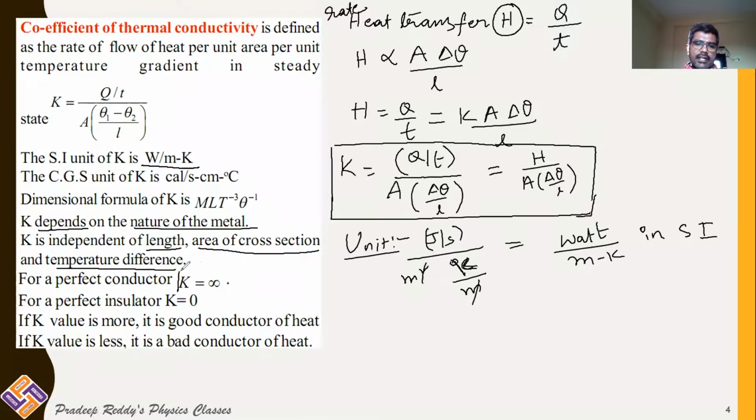And for perfect conductor, K is equal to infinity, generally for metals. K is very large. And for perfect insulator, K is equal to 0, which will not transfer any heat energy. If K value is more, it is a good conductor of heat energy. If K value is less, it is a bad conductor of heat energy. For metals, K value is very, very large. This is coefficient of thermal conductivity.